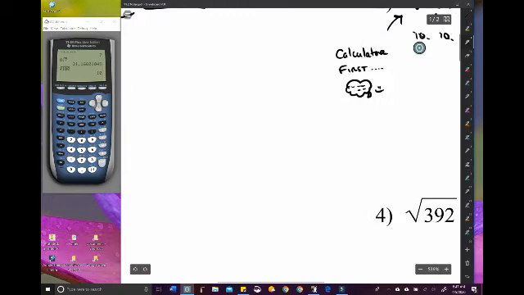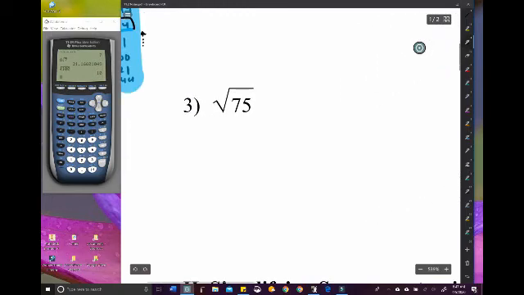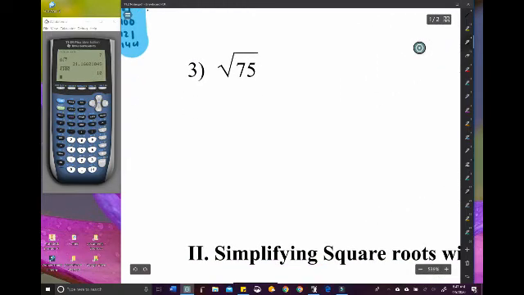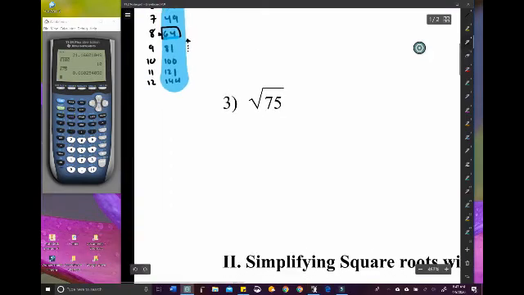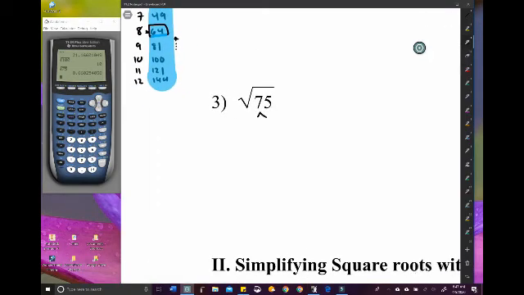Okay, let's go more traditional example here. 75. So you try square root of 75. Okay, it is not a perfect square. You get a funky decimal. You can write that down just to reference in the end. But here is now where we want to break it down.